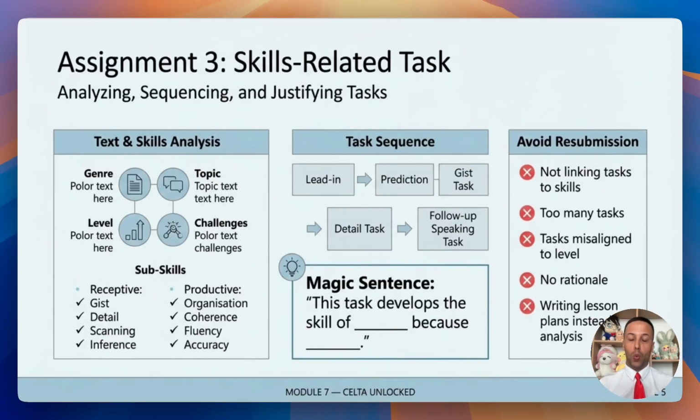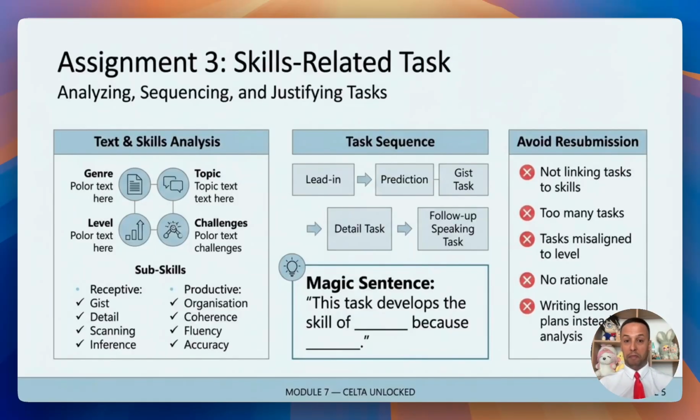Also challenges: what makes this text difficult for learners at that level. Then you identify sub-skills. For example, we talked about receptive skills and their sub-skills: developing gist, detail, scanning, inference. For productive skills, we talked about organization, coherence, fluency, accuracy, okay?